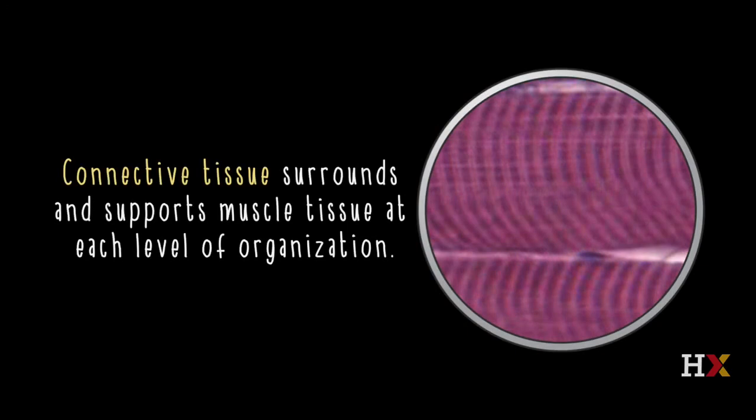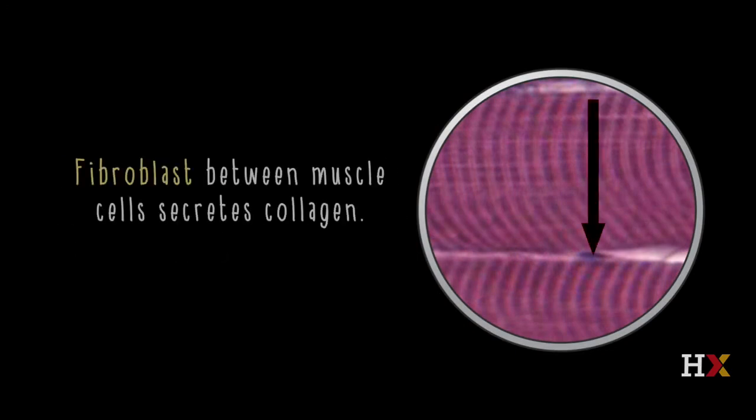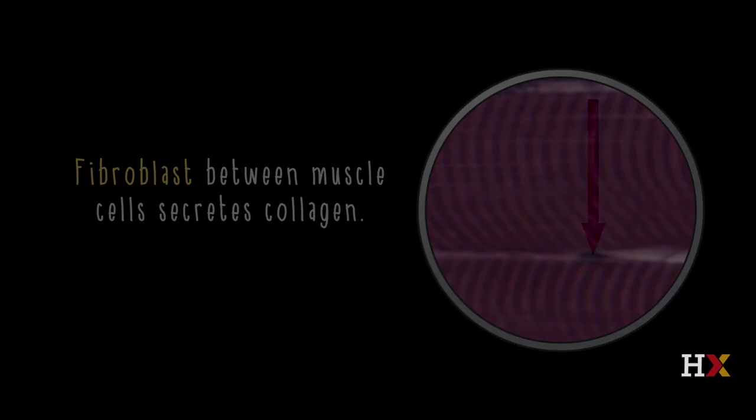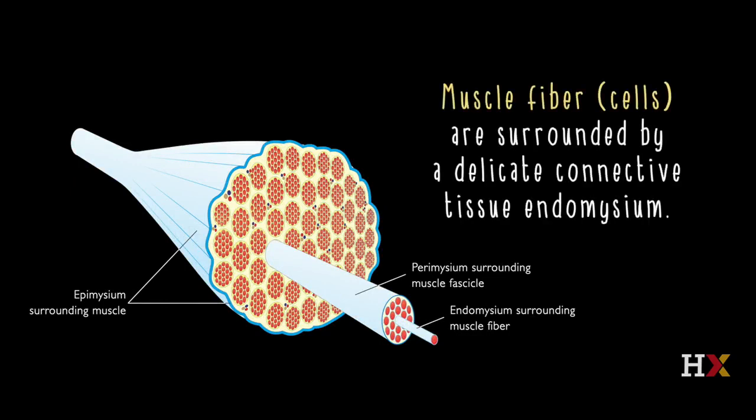At each level of organization in a muscle, the unit will be surrounded by a connective tissue sleeve. Here's a fibroblast between the muscle cells, and this fibroblast is going to be secreting collagen for the wrappings at each level of organization. So we look at this cross-section of an individual muscle. The smallest structure indicated is a muscle fiber, which is also a muscle cell. And that muscle cell is surrounded by a fine connective tissue called endomysium.